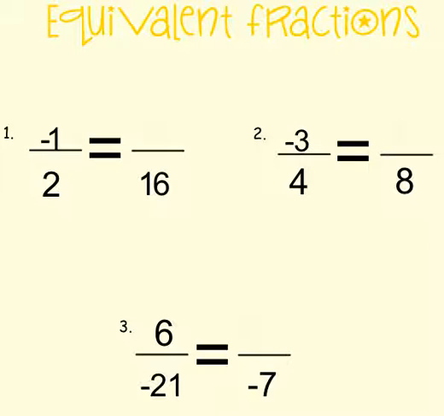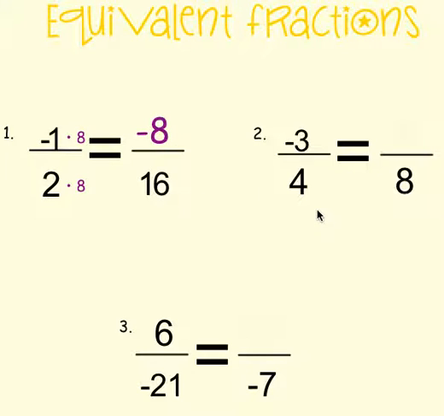Equivalent fractions. Now to make equivalent fractions, you want to take a look and see what we're missing. The only way I could figure it out is see the relationship between 2 and 16. Mathematically, what operation can I use on 2 to get to 16? That would be 8. So 2 times 8 is 16. Whatever you do to the denominator, you must do to the numerator. So negative 1 times 8 is negative 8.